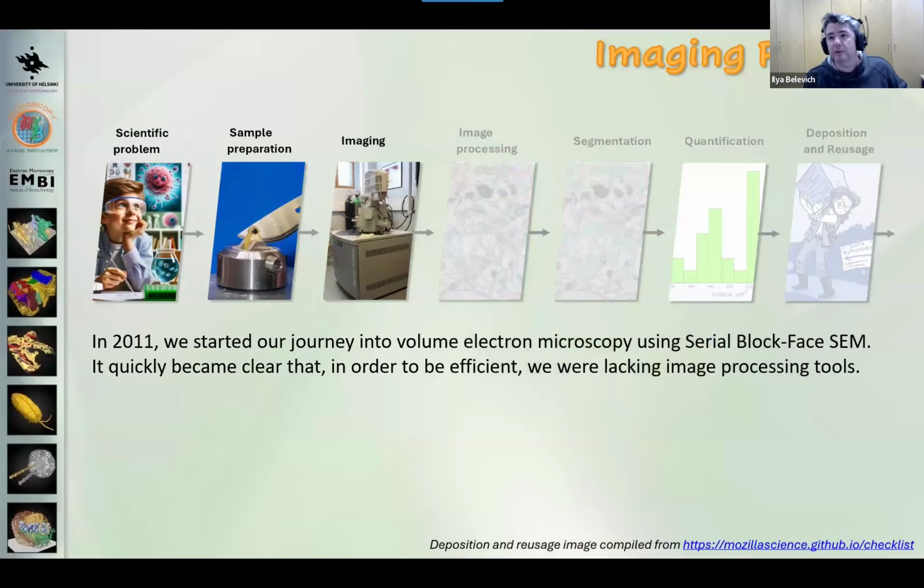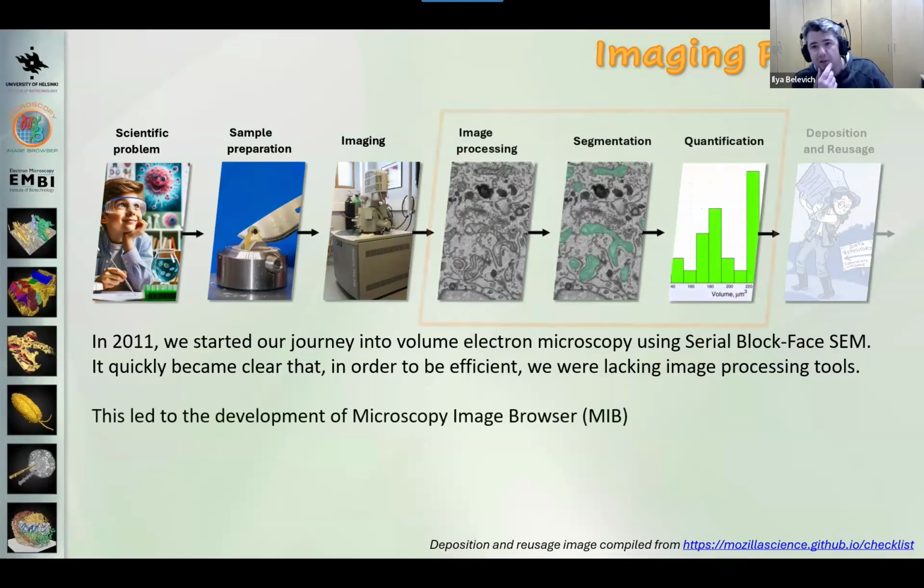But before I start, I would like to go a little bit into the history of things. In 2011, we started our journey into volume electron microscopy, and it turned out to be quite immediately clear that we can't proceed any further if we don't have efficient tools for image processing, segmentation, and quantification. That led us to the development of MIB. The goal is really to address these three steps that we have in the imaging pipeline.